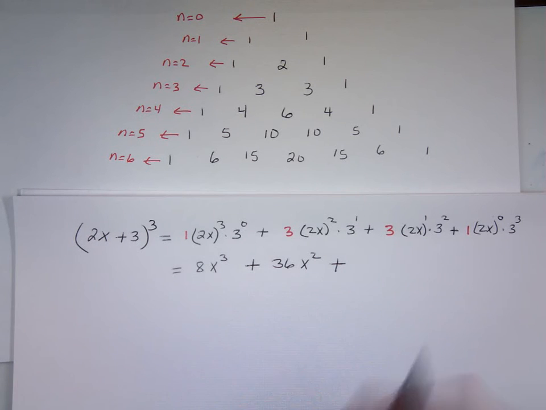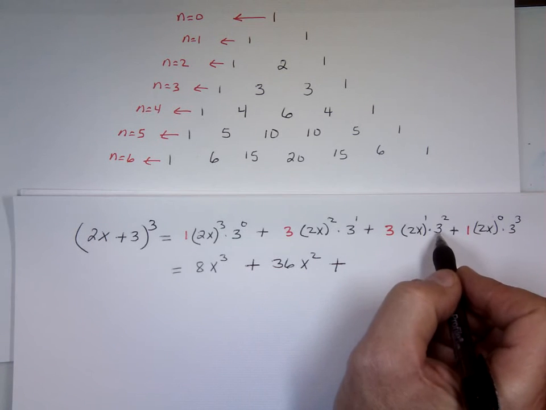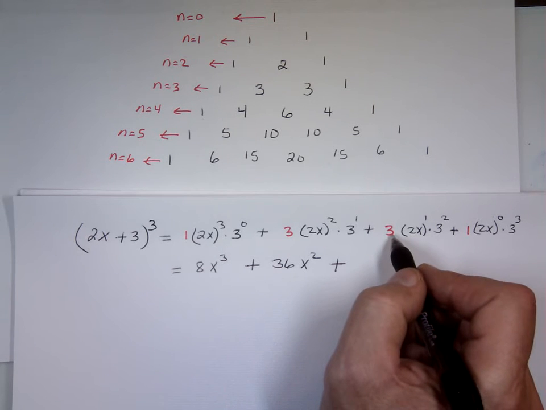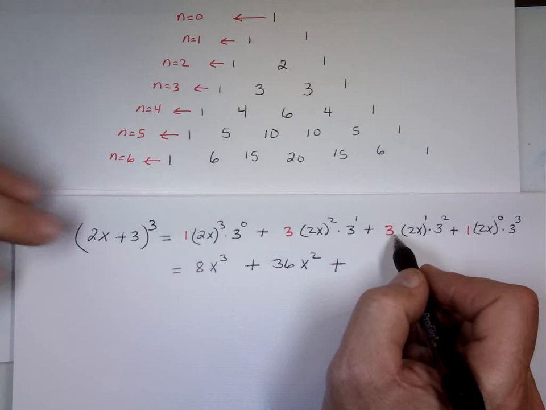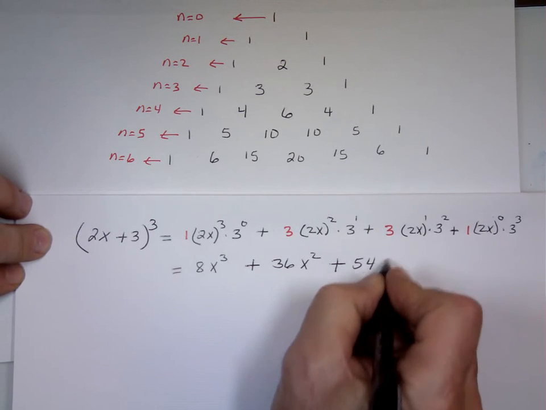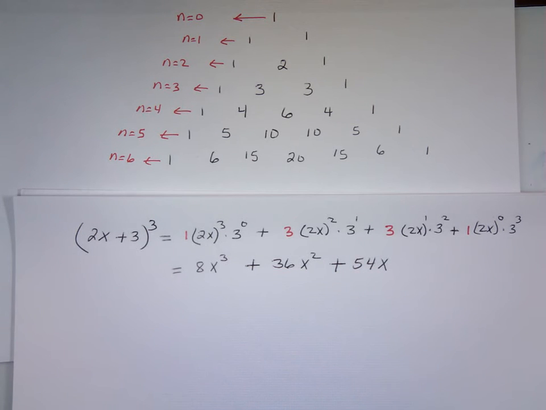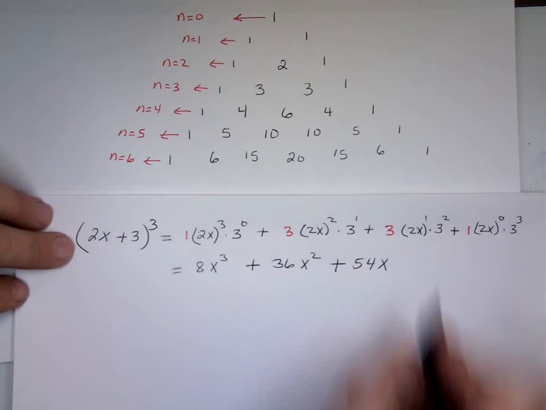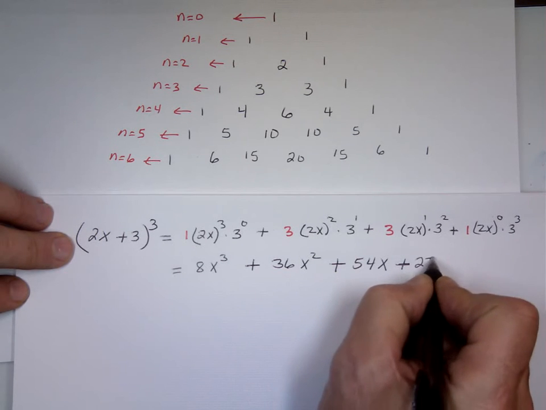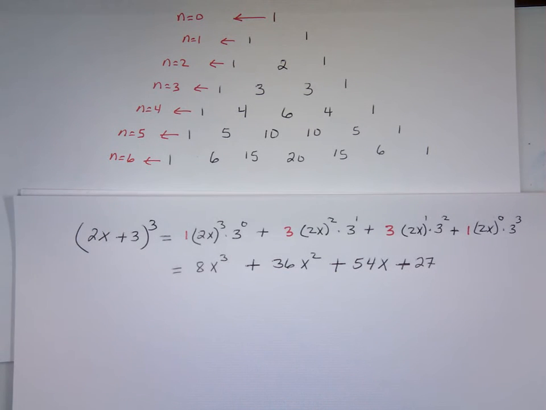Three squared is 9. 9 times 2 is what? 18. 18 times 3, 54. And the last one is 3 cubed, which is what? 27. Yep. 2 lines.